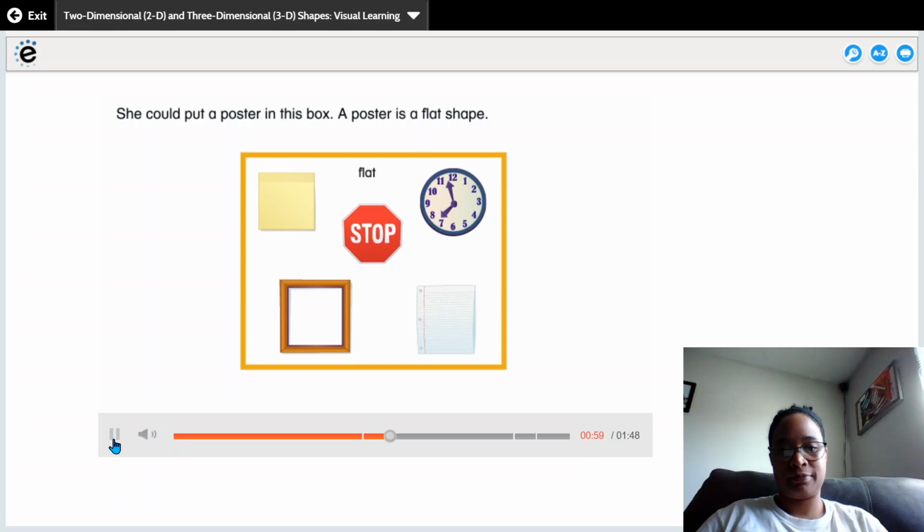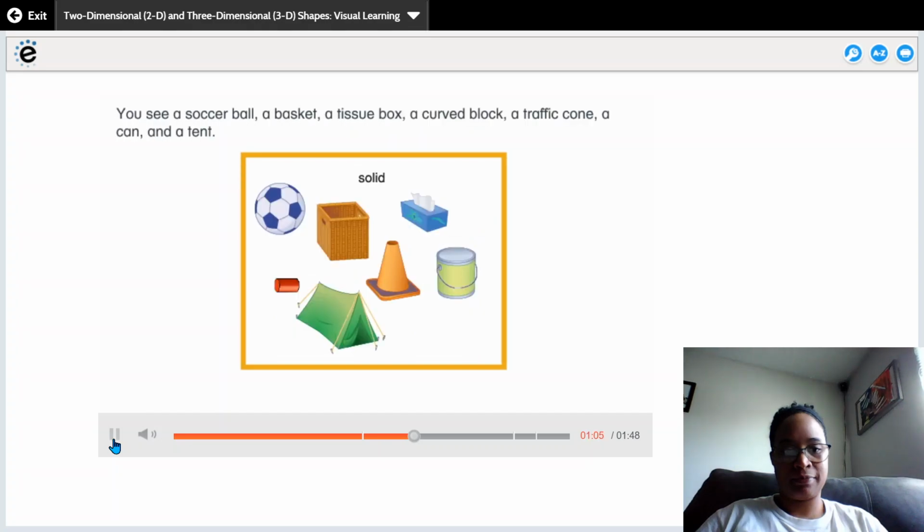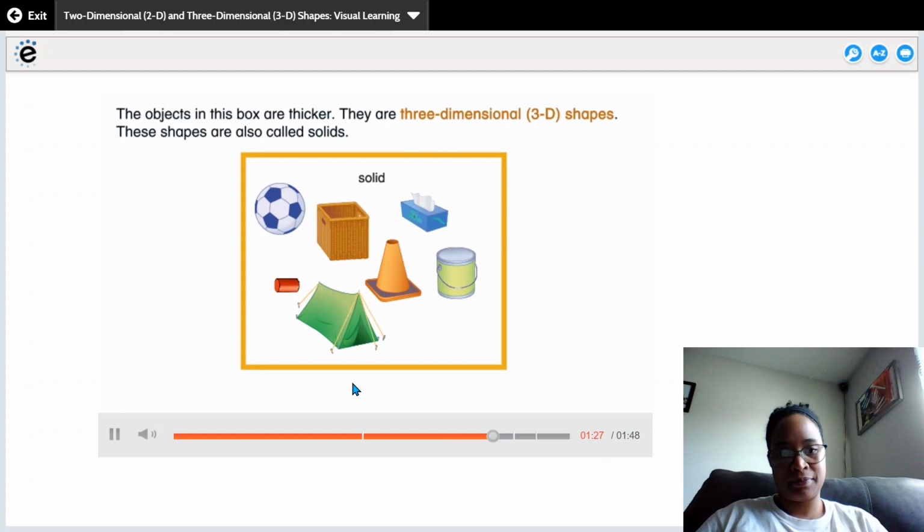What objects do you see in this box? You see a soccer ball, a basket, a tissue box, a curved block, a traffic cone, a can, and a tent. How are the objects in this box different from the objects in the first box? The objects in this box are thicker. They are three-dimensional shapes. These shapes are also called solids.